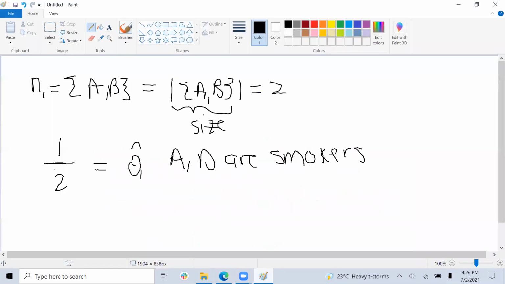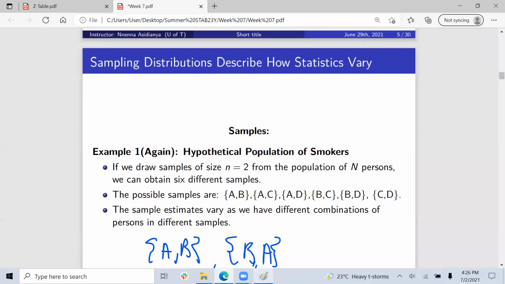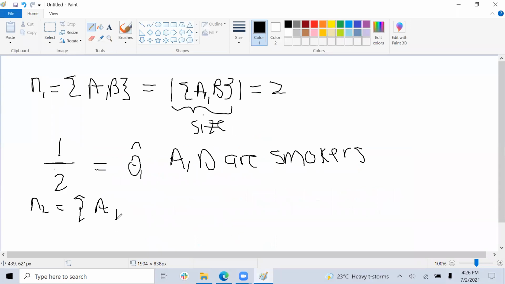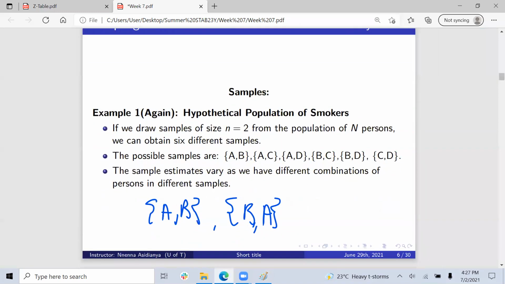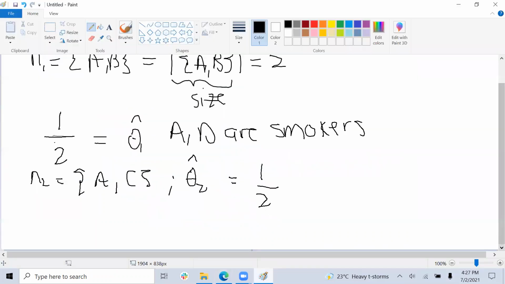Now, here's the thing. We can play that game because the second sample is A and C, which is another sample of size 2. So theta2 hat is equal to 1/2 because C is not a smoker. You're going to keep doing that, but the first instance where you get something that's funny is with the third sample, because sample 3 is A and D, but those are the smokers, right?